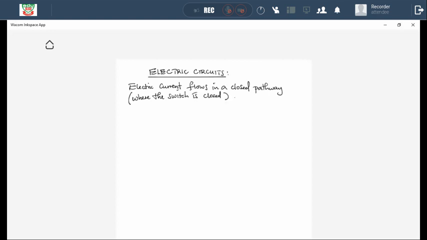Maybe someone might be asking, what is a switch? A switch is that component of a circuit which is responsible for closing the circuit and opening the circuit, to allow the flow of current when it's closed and to cut off the flow of current when it's open. So electric current will only be able to flow when the switch is closed, that is, when the pathway is closed. In other words, current cannot jump a gap. It only flows through a closed pathway.